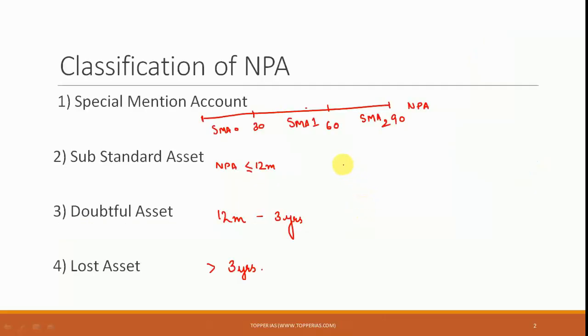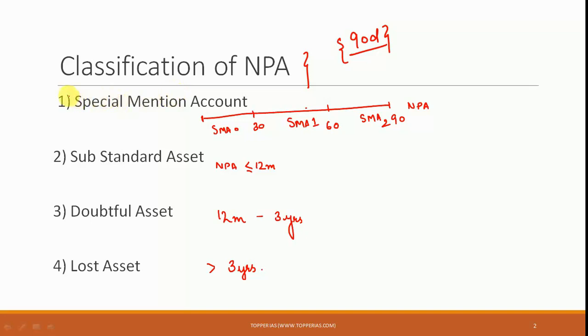The topic for today is classification of non-performing assets. Now, once we've understood what non-performing assets are, we know that it is the limit of 90 days after which a particular asset which is not giving any return will be called an NPA. So what becomes important is an understanding of the classification of non-performing assets.